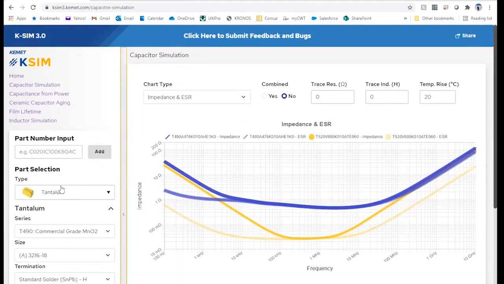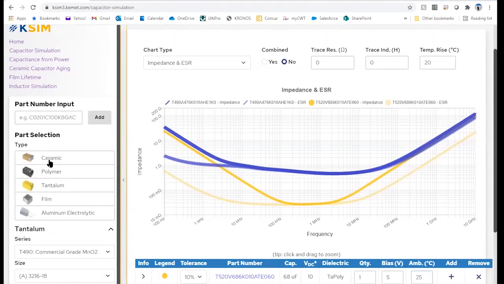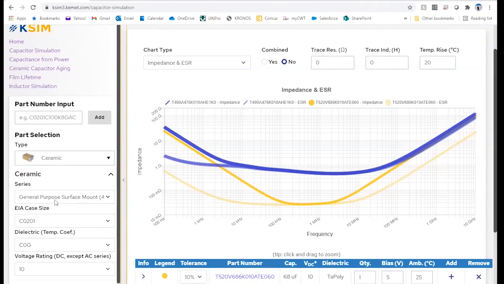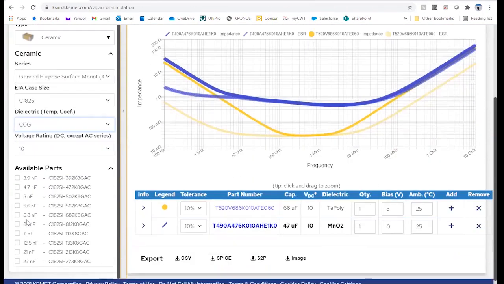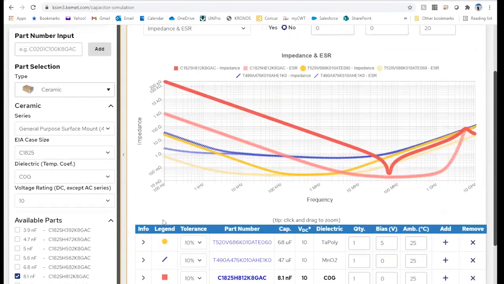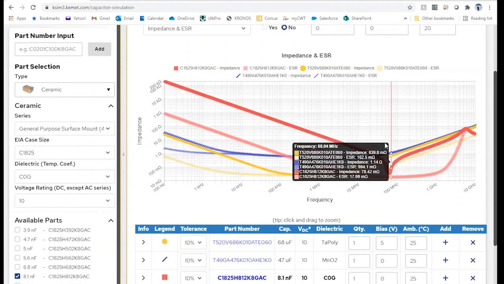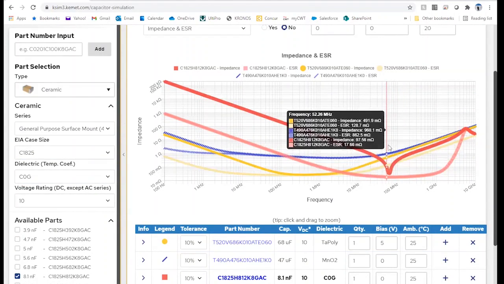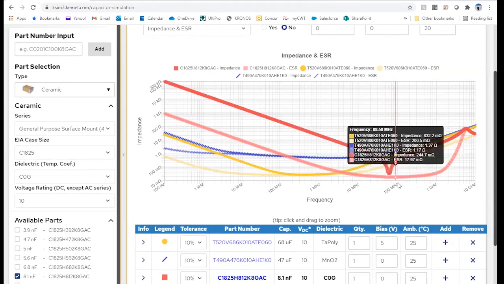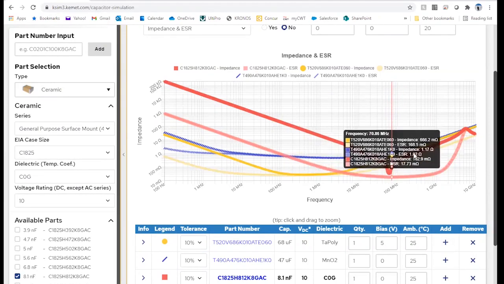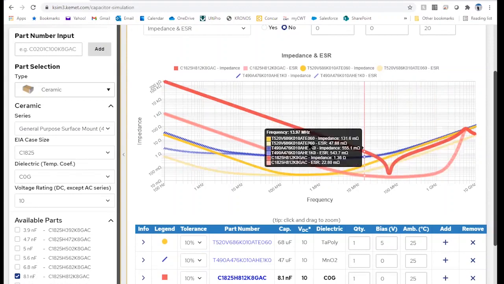But where the tool becomes beneficial, especially for decoupling, and I'll add in a ceramic, is that, let's see, I'll add in a C0G, 1 nanofarad. You could see that it has a higher self-resonating frequency, which means that it's going to have higher capacitance roll off, or it's going to essentially become an inductor at a higher frequency.